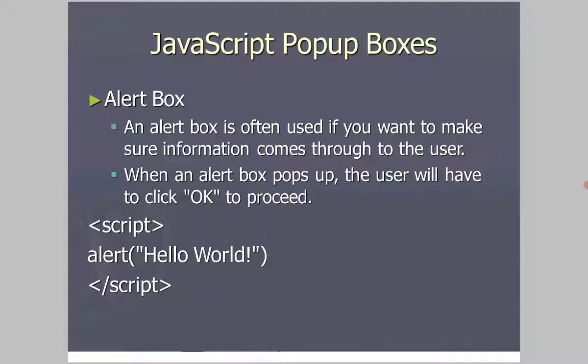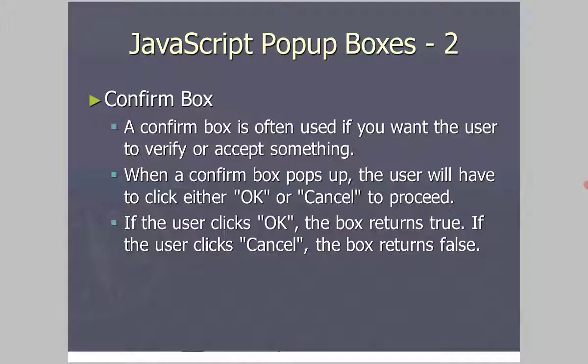JavaScript pop-up boxes. So what are pop-up boxes or message boxes? Alert box. An alert box is often used if you want to make sure information comes through to the user. When an alert box pops up, the user will have to click on OK. Script, alert within quotes some message, end script. Next, confirm box. A confirm box is often used if you want the user to verify or accept something. When a confirm box pops up, the user will have to click on the OK or Cancel button.